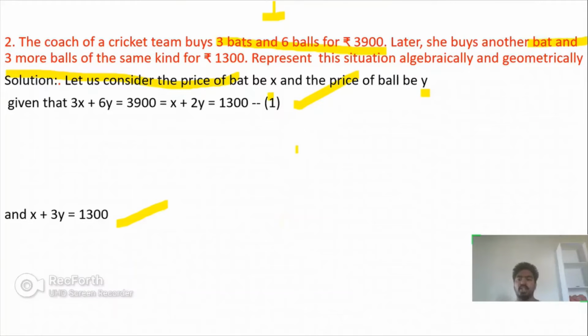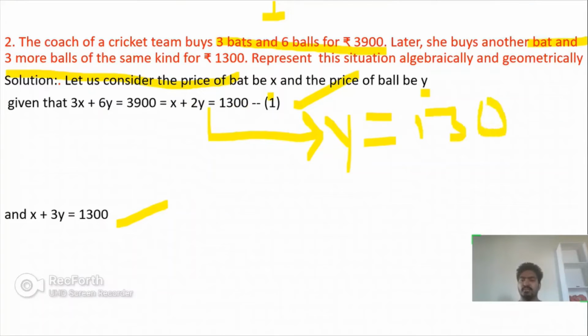Now we want to represent the situations geometrically. In order to do that, we have to find points for the given line equations. A point is nothing but the coordinates of x and y. So for finding points, we want to write this equation in terms of y. From this equation we know that x plus 2y is equal to 1300. This implies x minus 1300 is equal to minus 2y, and y is equal to (1300 minus x) by 2.